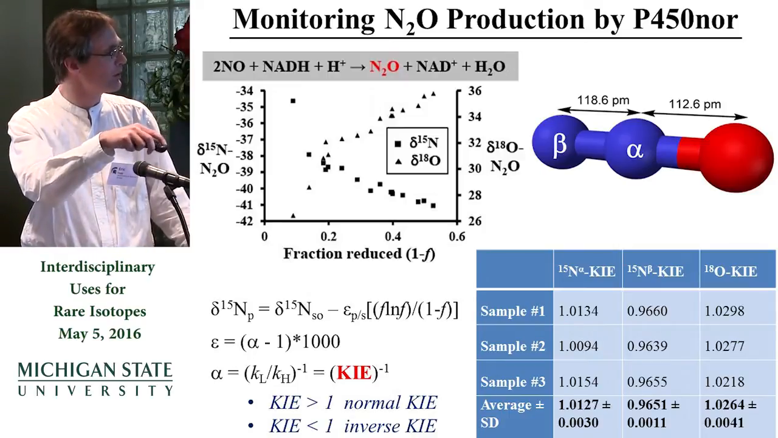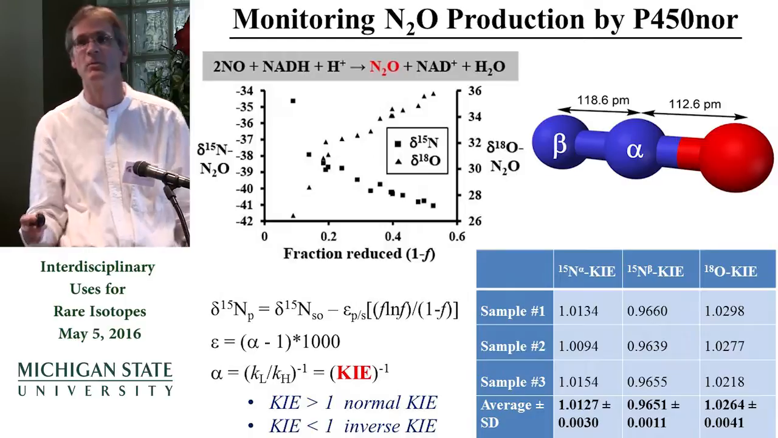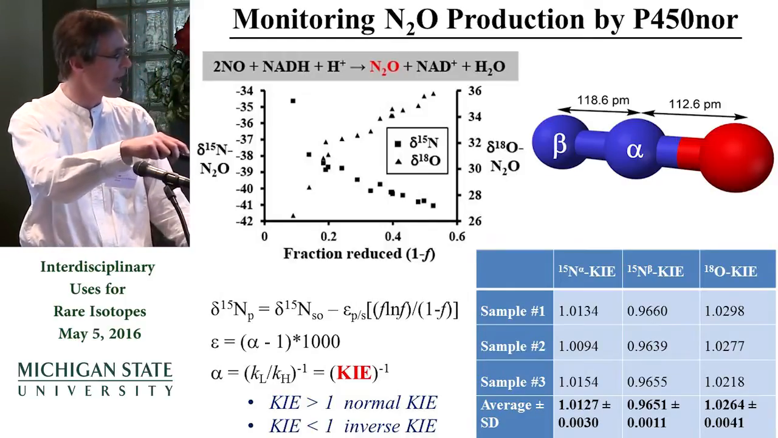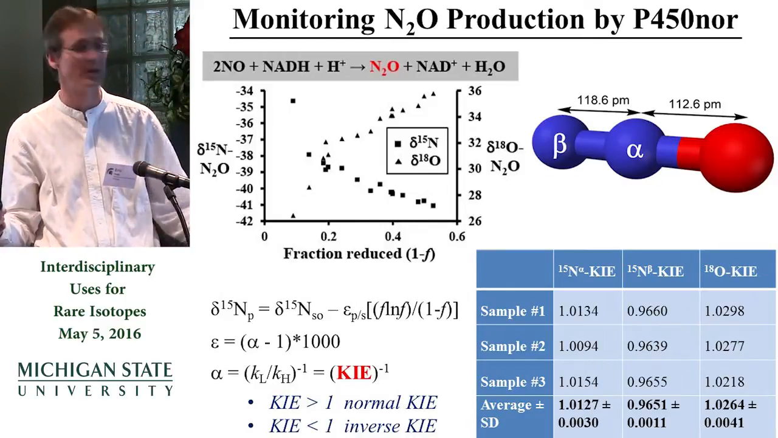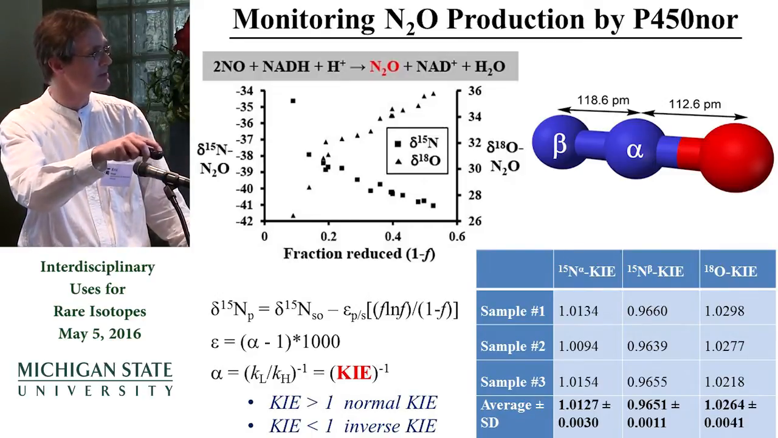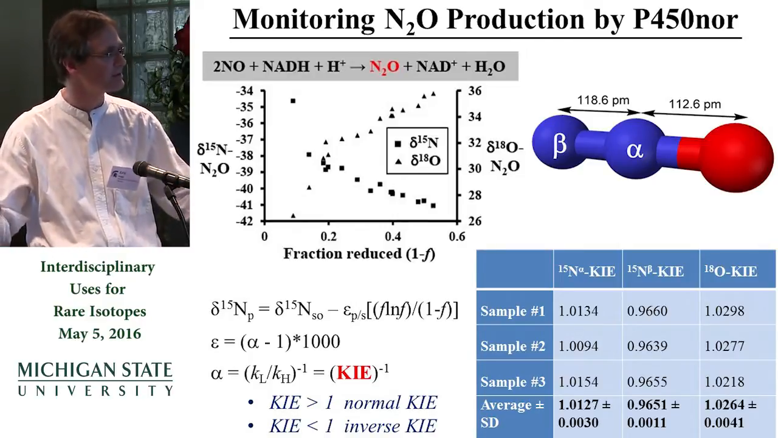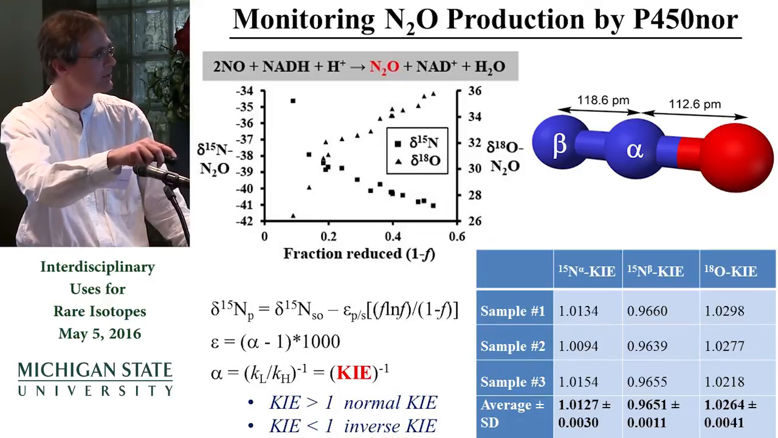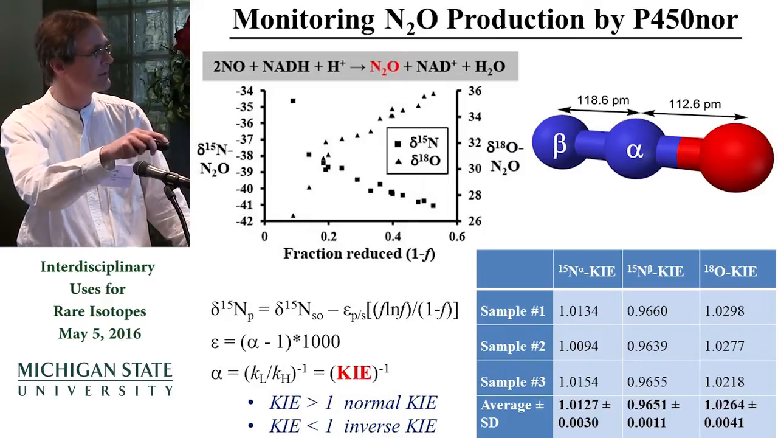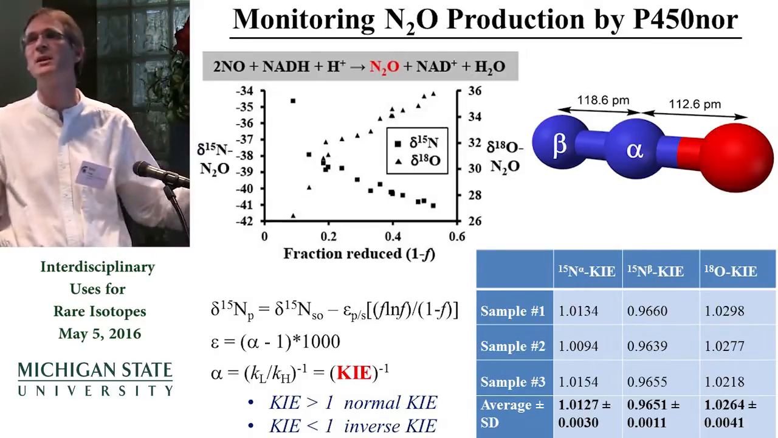And I won't bore you with the math here, but the bottom line is you can get something that's known as the kinetic isotope effect. In other words, what's the ratio of the light atom reacting versus the heavy atom reacting. And when we did those reactions and did the analysis, we obtained the numbers shown right here, which in and of itself doesn't really tell you anything, but you can see here that the alpha nitrogen and the oxygen have a normal isotope effect, and the beta nitrogen has an inverse isotope effect. Okay, so what does that mean, and what do you do with it?